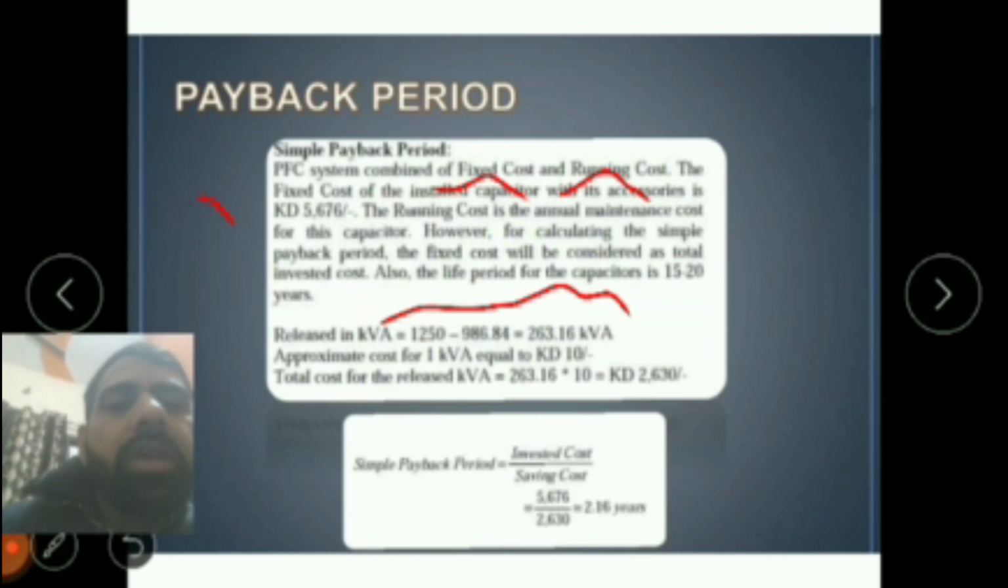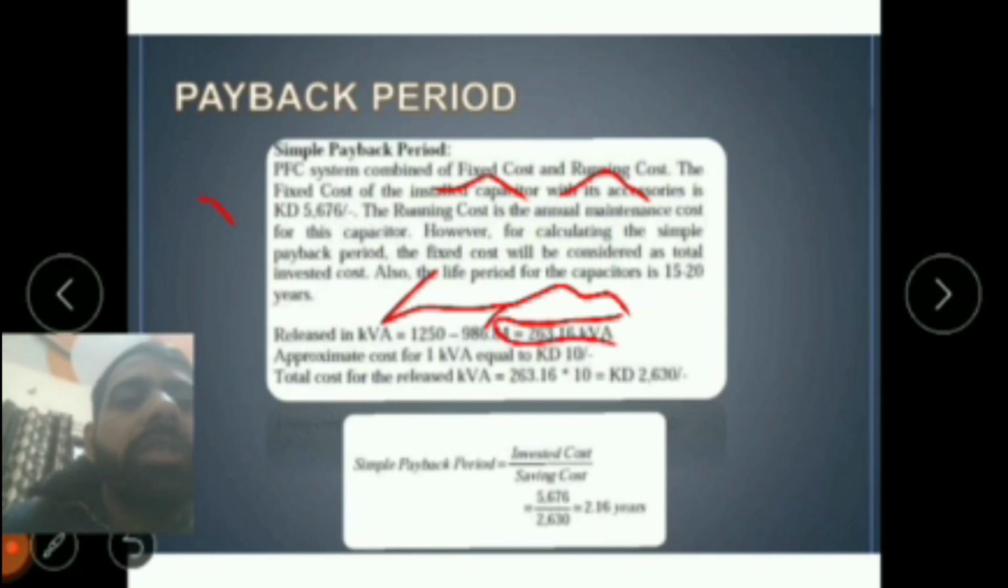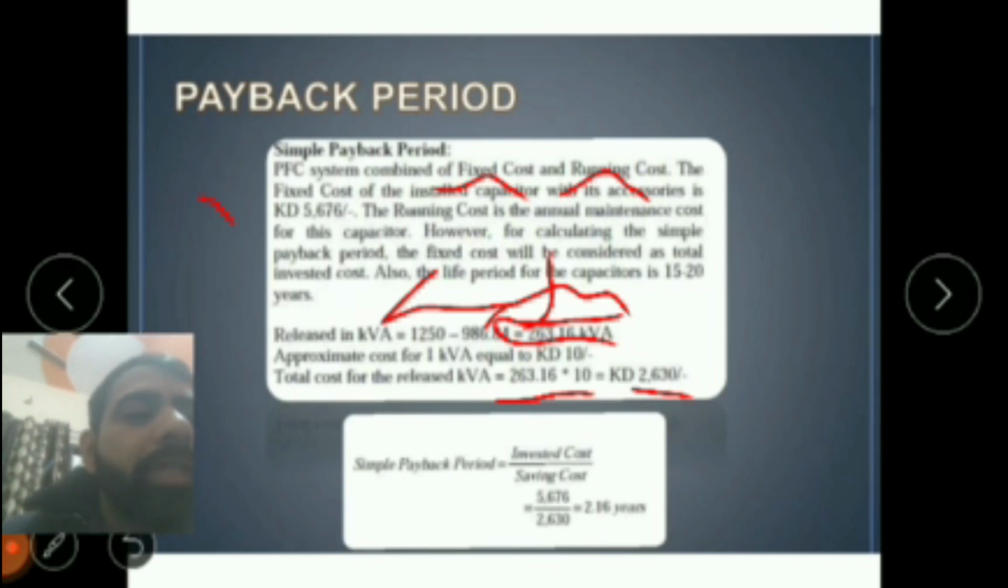If we make the calculation of released kVA, simply we can say 1250 minus 986.84, we get 263.16 kVA. The approximate cost for 1 kVA is 10 rupees, so the total cost release is 10 times this rating, around 2630 rupees. The simple payback period is 2.16 years if the investment cost is 5,676 and the total cost is 2636, so we divide this and get 2.16 years, approximately 2.5 years as the payback period after installing the capacitor.